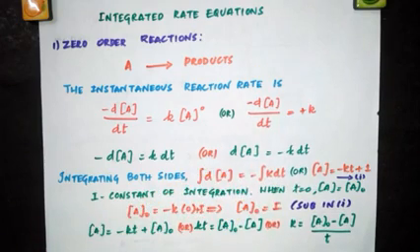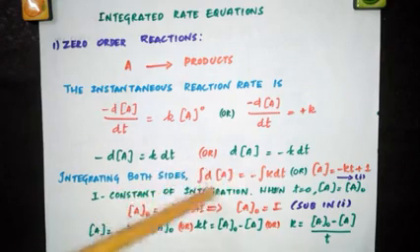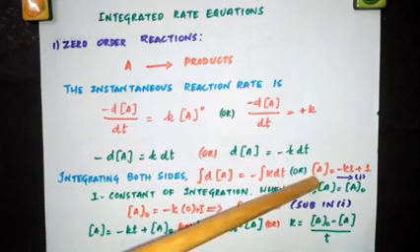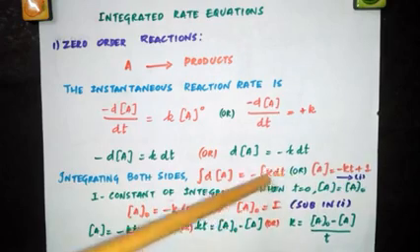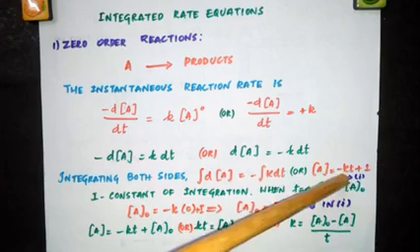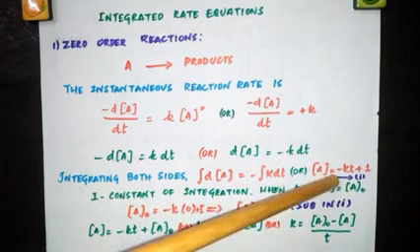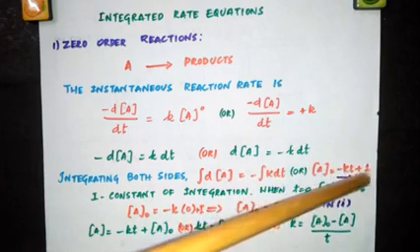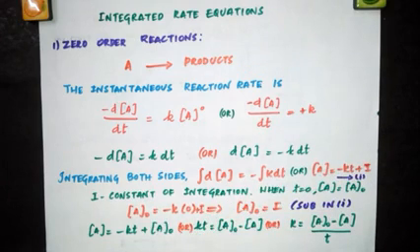When you integrate, you would have studied these formulae in math. Integration of dx is equal to x. So integrating this gives you concentration of A, which is equal to, integrating this gives you kt. The minus is as such. So concentration of A is equal to minus kt plus I. Here I is the constant of integration, or integration constant.